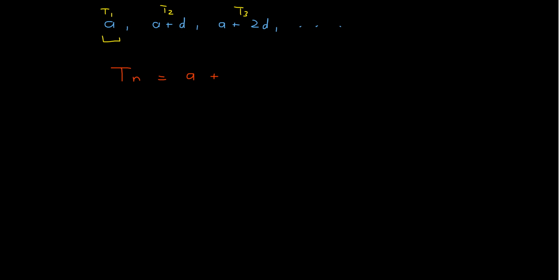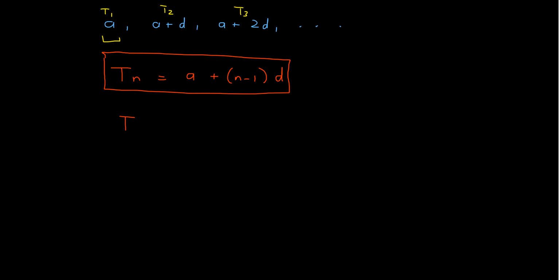And what you notice is that the multiple of d that we're adding on is actually one less than the position of the term, because t of 2 only has 1d added on, t of 3 has 2d added on. So I hope this formula makes sense to you. t of n equals a plus (n minus 1)d. We can also write this formula recursively. t of 1 equals a, and t of n equals whatever I had before it, t of n minus 1, plus the d, that common difference that we add on.